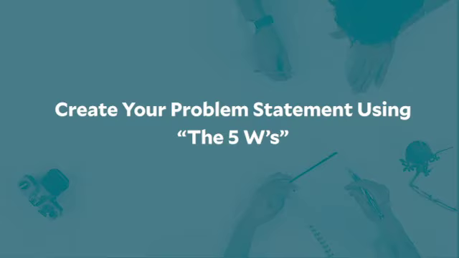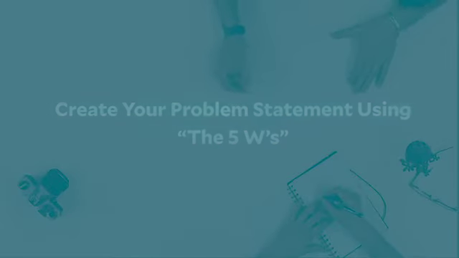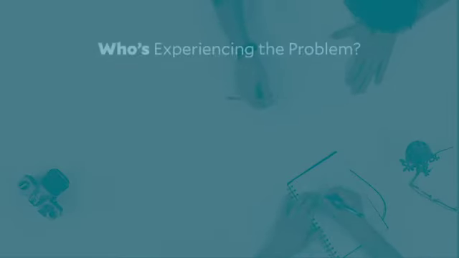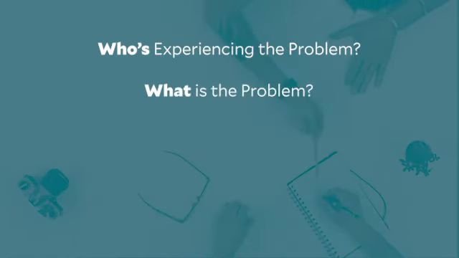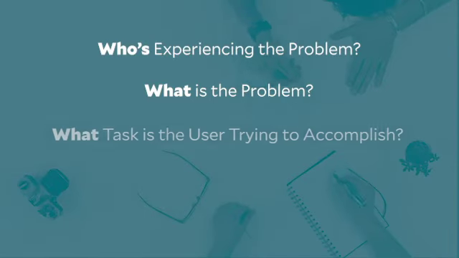One of these is the 4 W's. In this method, you'll ask yourself the following questions. Who's experiencing the problem? In other words, who is your target user? What is the problem? Based on the observations you made during user interviews, what are the problems and pain points that frequently came up? What task is the user trying to accomplish, and what's standing in their way?